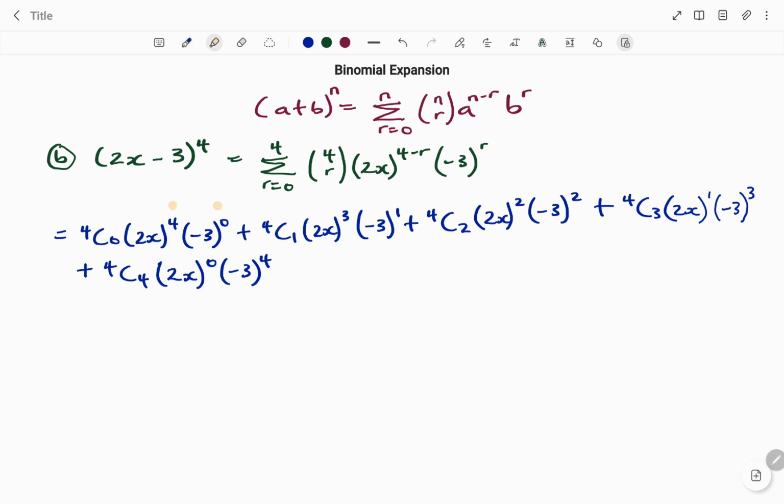Another good way to check is if I subtract r from 4, it will always give you the power for the first term, that's your a. So we have 4 minus 1, that's 3. 4 minus 2, that's 2, 4 minus 3, 1, and 4 minus 4, 0. The next step is to simplify what we have.